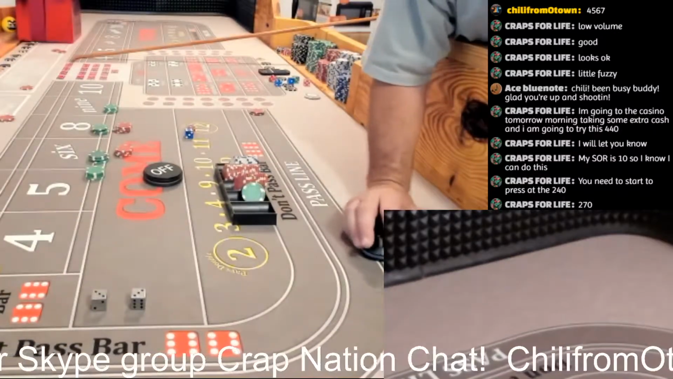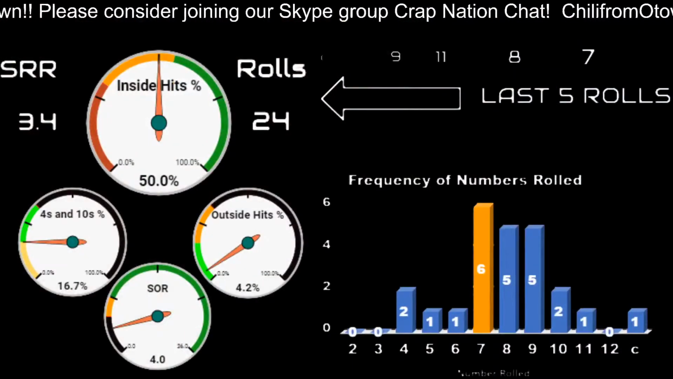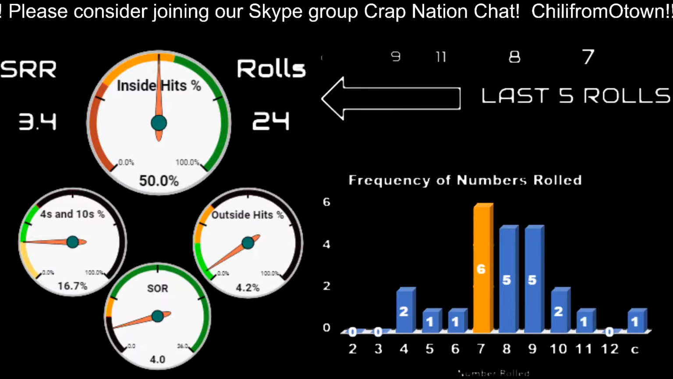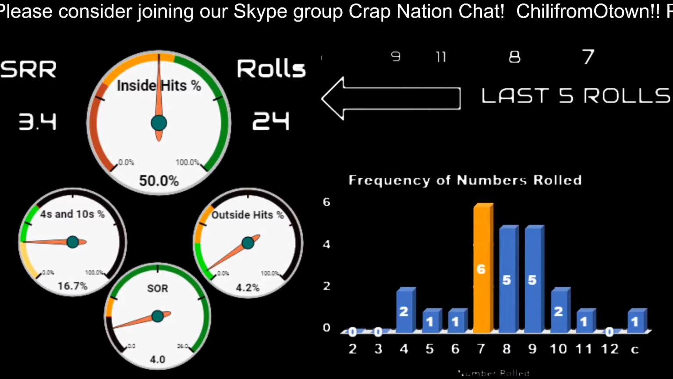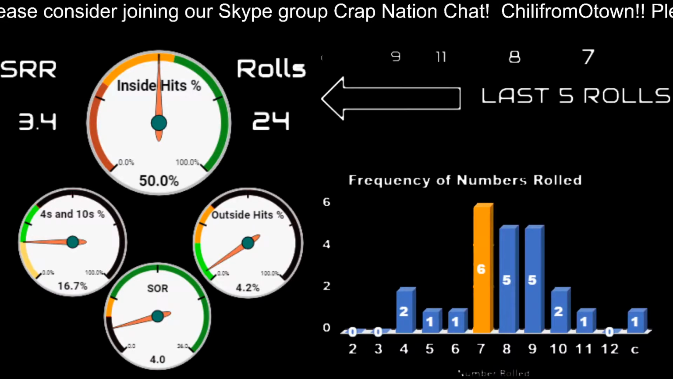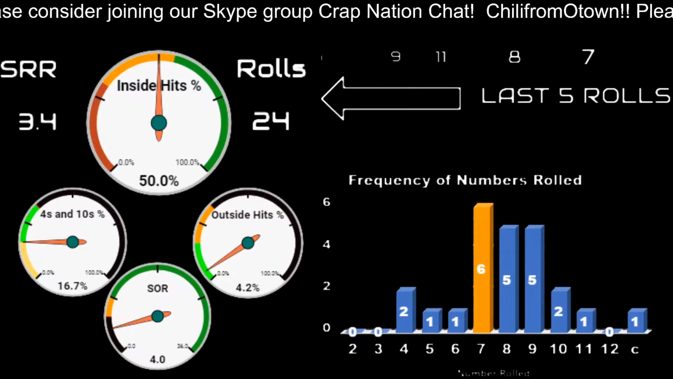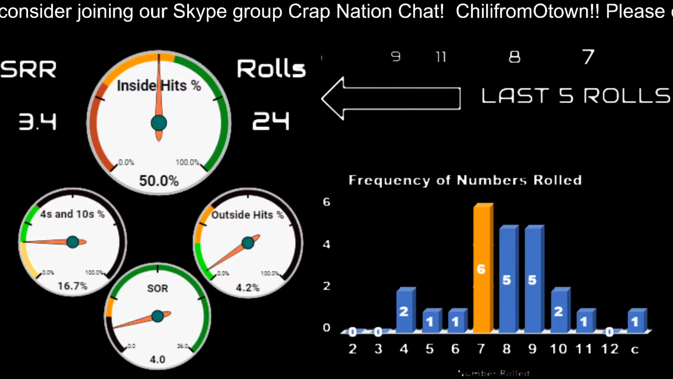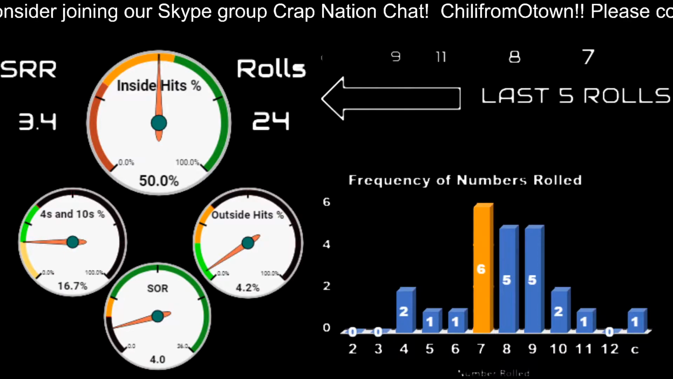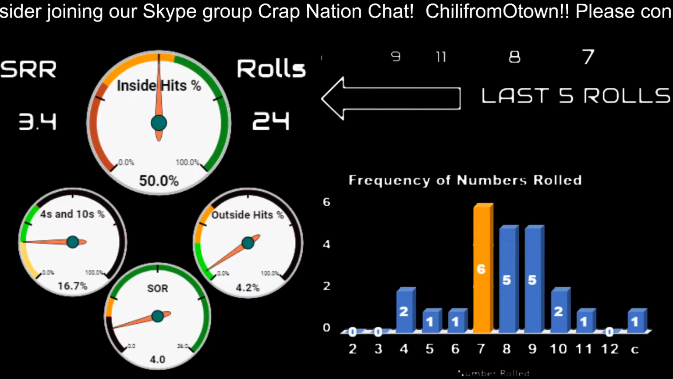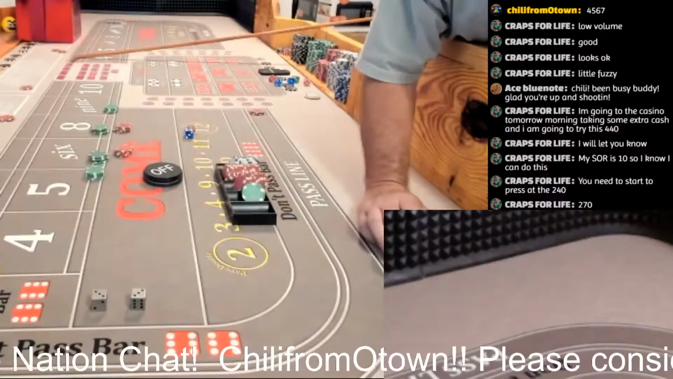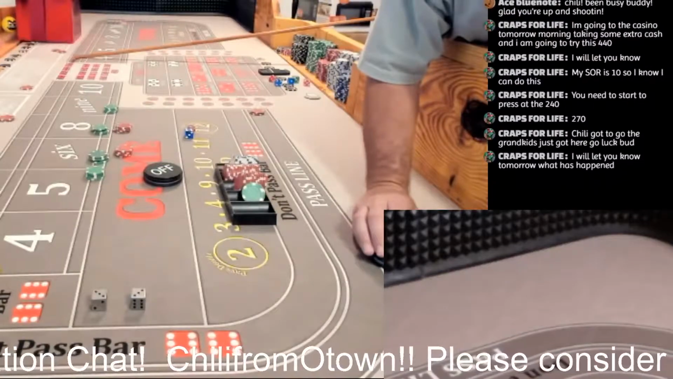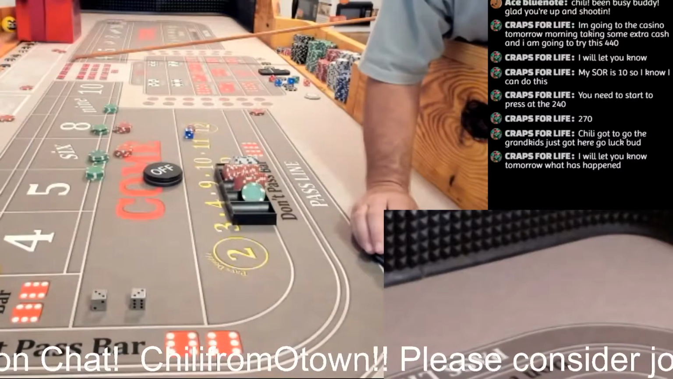Let's look at the stack page right quick, because the 7 is giving us the middle finger. We've got 6 7s, 5 5s, 5 9s, and everything else is very low. We have a SOR of 4.0, 50% inside hits after 24 rows. So these stats look very bad, Johnny. But you know what? No worries. It is what it is.